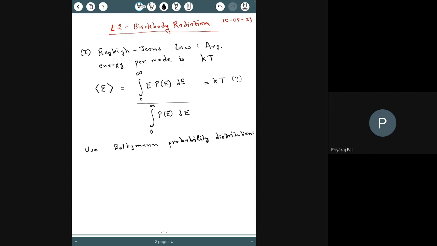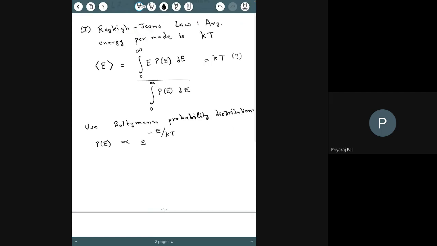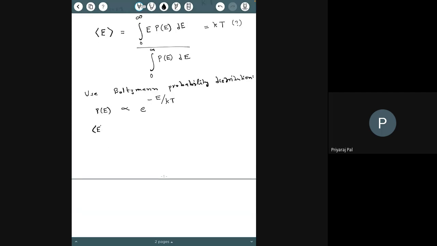So we use the Boltzmann probability distribution, and that tells you that the number of standing waves for any energy E is given by e to the power minus E by kT. You are familiar with this distribution, I guess. Then our task is to evaluate this average energy. So how do you do that? You take the average, we just substitute everything. So 0 to infinity.